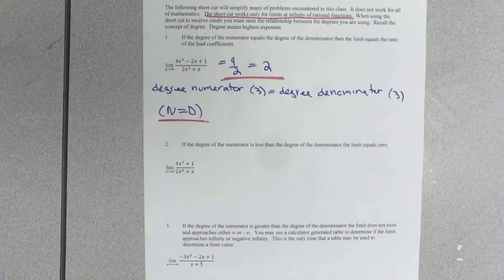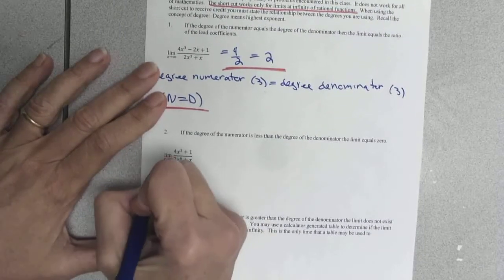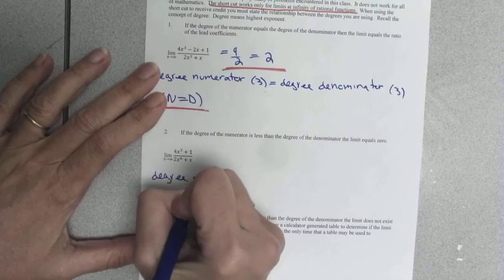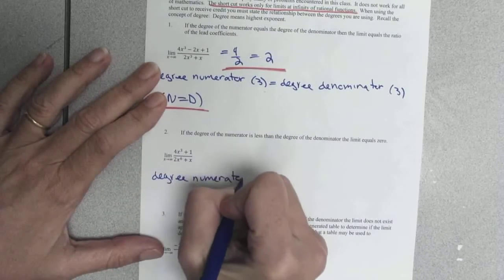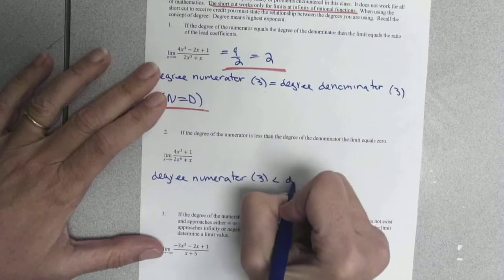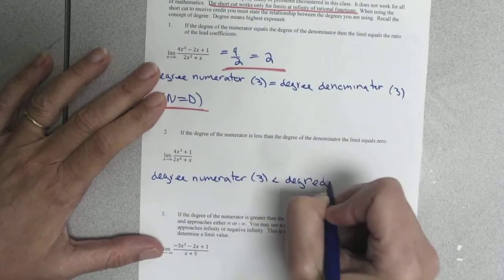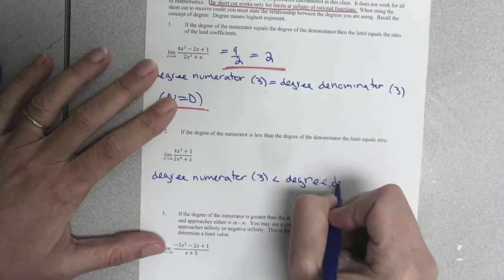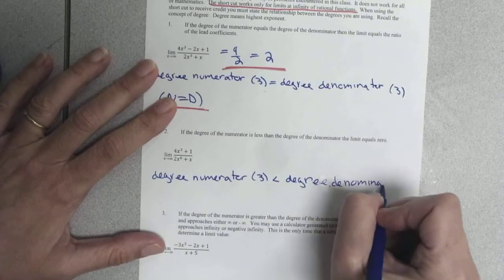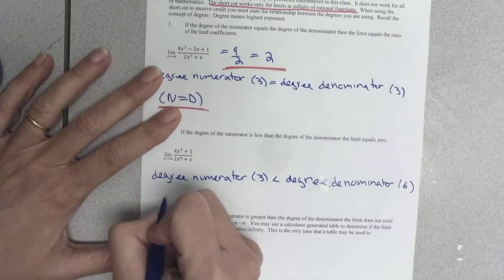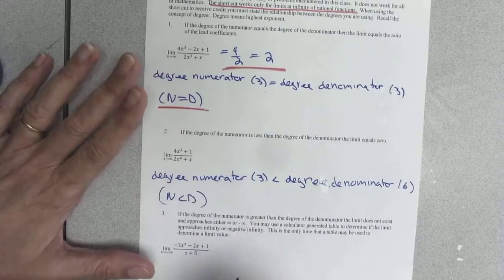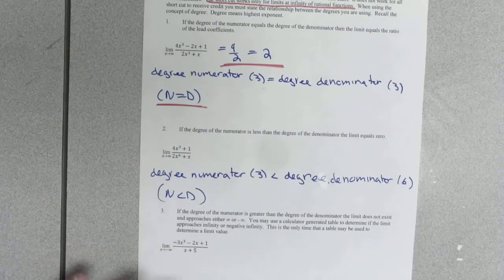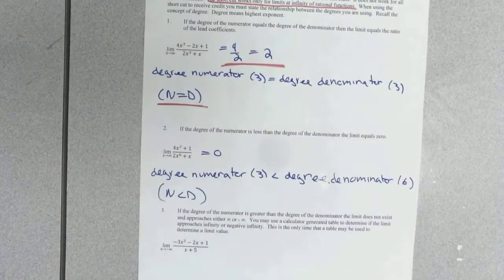If the degree of the numerator is less than the degree of the denominator, the limit equals 0. So what I would be looking for here is the degree of the numerator, which happens to be 3, is less than the degree of the denominator, which happens to be 6. Or excuse me, degree just means highest exponent. It's sufficient to write n less than d once you note that, and the shortcut applies here.